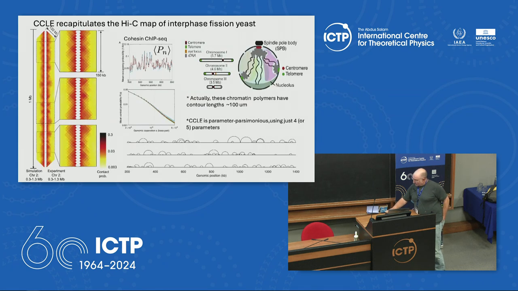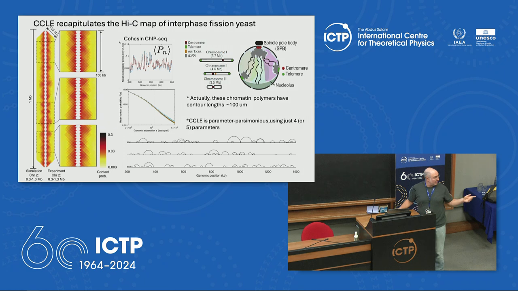Let's see, did that work? Yeah. And this just shows you agreement in fission yeast, for example. I've done it again. I've rotated through 45 degrees, but this time the other way. And what you can see is on your left, you see the simulation, and then on the right, you see experiment, and you can see there's good agreement. This is in Pombe.